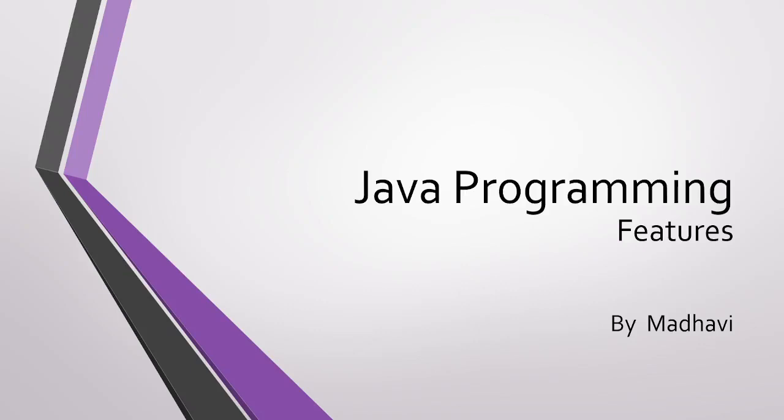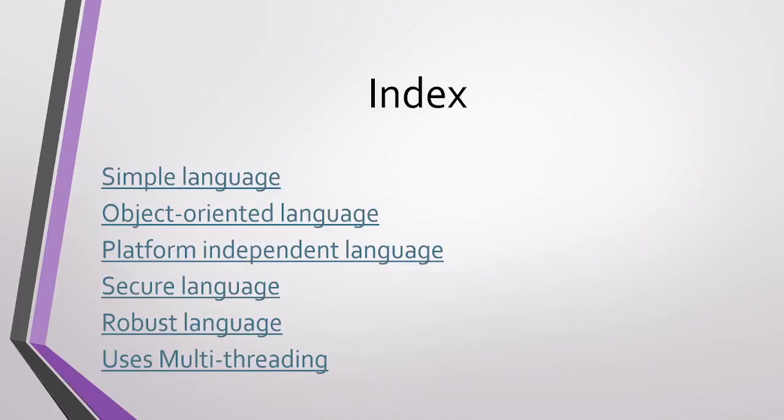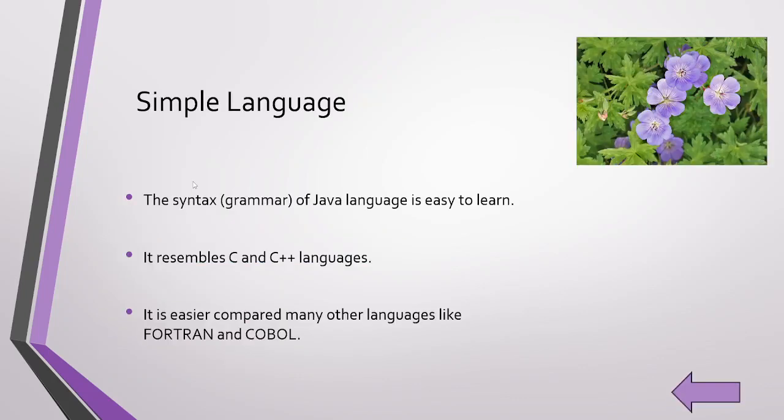In this video, I'll be discussing the features of Java. Let's see the features. First of all, it is a simple language, object-oriented language, platform independence is possible, secure language, robust and uses multi-threading. Let's see the contents.